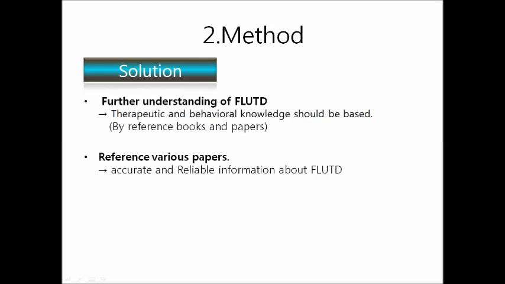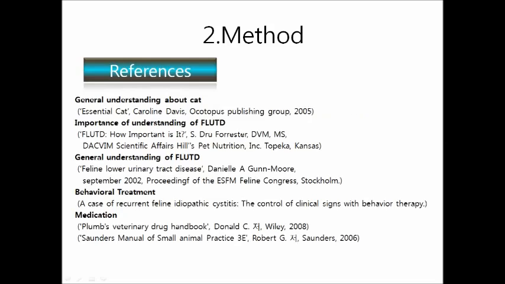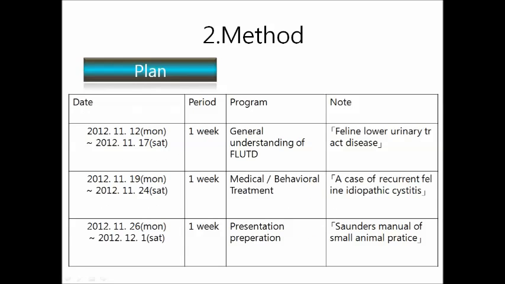It should start with a general understanding of FLUTD and its treatment. For accurate and reliable information, we decided to research papers. These are the references. One is a study of feline ethology, and two are papers on medical and behavioral therapy. We researched general FLUTD for a week, the next week was for treatment research, and the last week was for preparing this presentation.